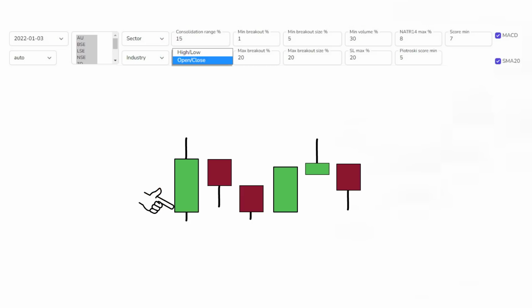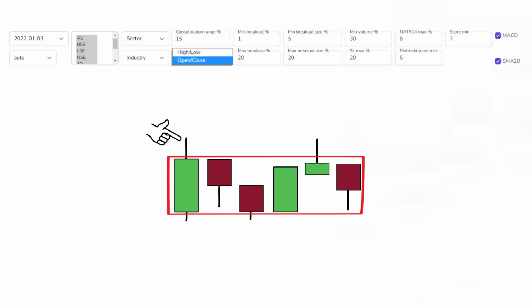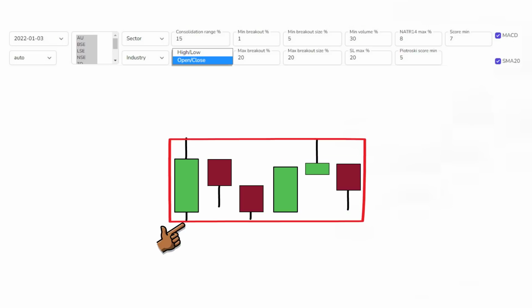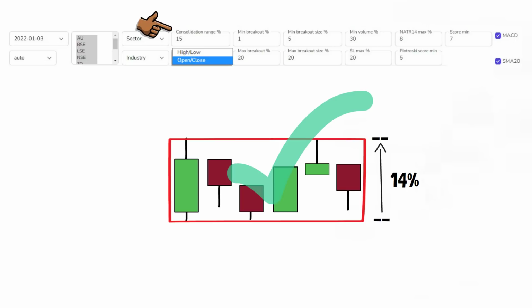If we choose the open and close, we would only be measuring the body of the candles, in which case the consolidation box could be drawn like this. If we choose the high and low, the consolidation box would look more like this. By using the high and low box as an example, the scanner can calculate its consolidation range. We state that we only want to see consolidation with a maximum range of 15%. Therefore, if the low to the high of consolidation was perhaps 17%, the stock would not be presented. Whereas if consolidation was perhaps 14%, it would pass this portion of criteria.